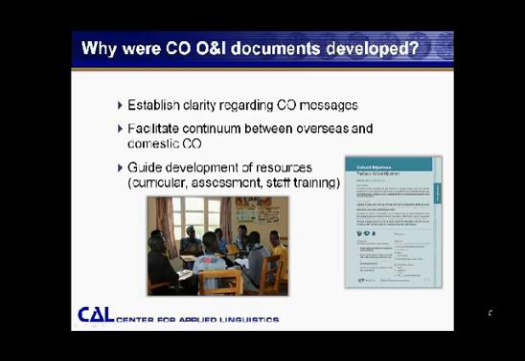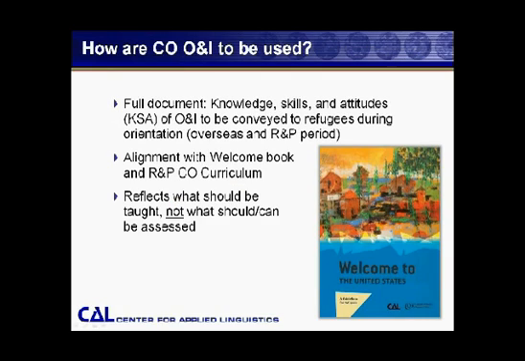So how are these documents to be used? The full documents, whether it's overseas or domestic objectives and indicators, include knowledge, skills, and attitudes to be conveyed to refugees during orientation. Then, as I mentioned, they were also used to design the welcome book and the R&P CO curriculum. And these documents reflect what should be taught, not what should or can be assessed. And Julie will say more about that during her part of the webinar.